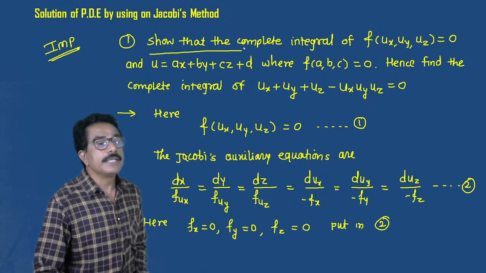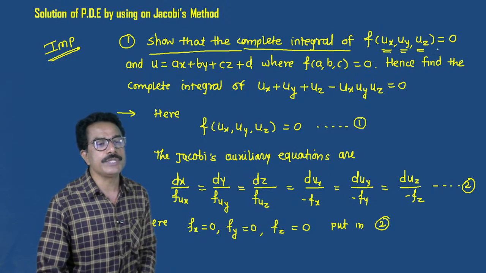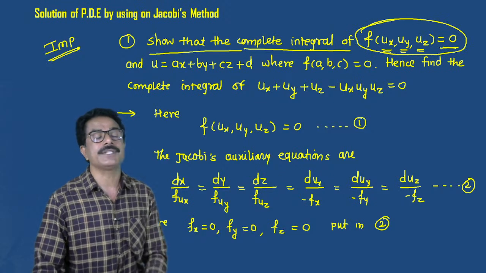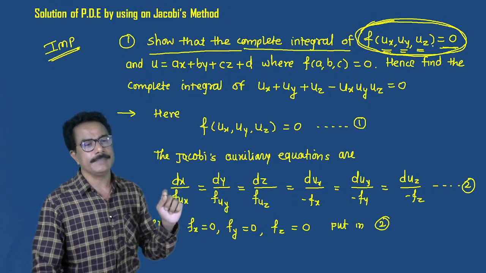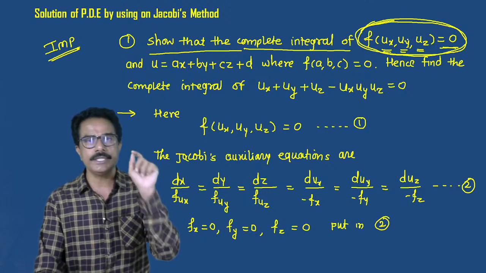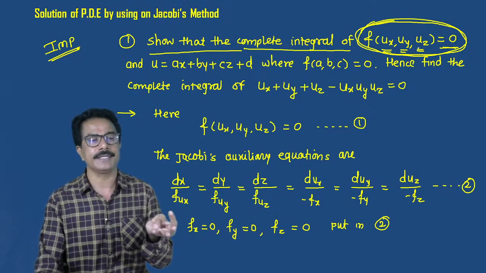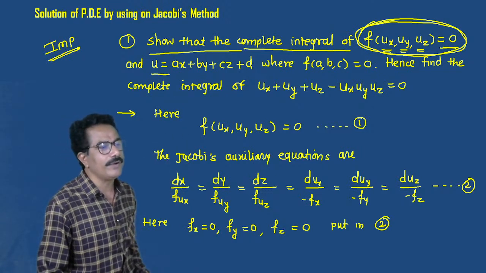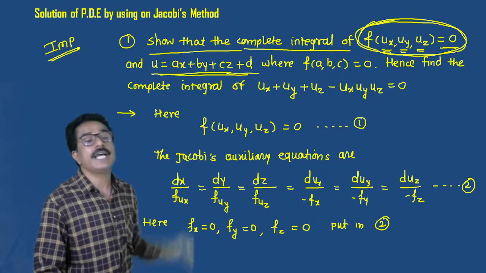Show that the complete integral of f of ux, uy, uz equals 0 is as follows. If a partial differential equation is of the form f of ux, uy, uz equals 0, that means the function contains only the terms ux, uy, uz, with the absence of x, y, z, then its solution will definitely be in the form u equals ax plus by plus cz plus d. The solution will be in this form.